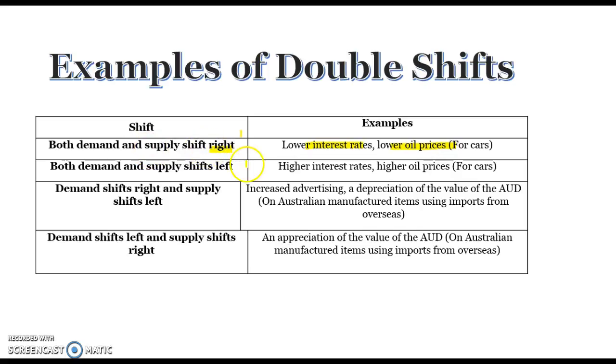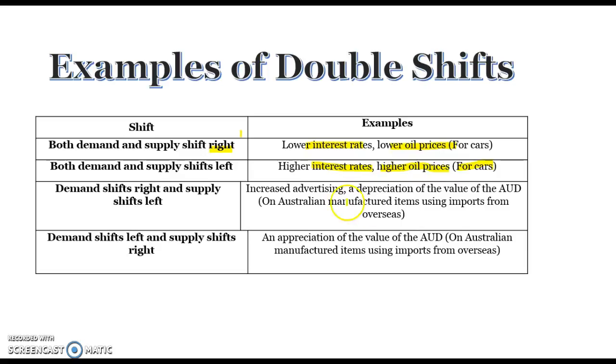In terms of something that will shift both curves to the left, higher interest rates will increase production costs, but they will also decrease demand for the product at any given price because people will have less discretionary income. Higher oil prices will lead to higher production costs, making producers less willing to supply, and it will also leave consumers with less discretionary income after they've paid for petrol and things like that. So that will also lead to a decrease in demand for cars because it will cost them more to run their cars.